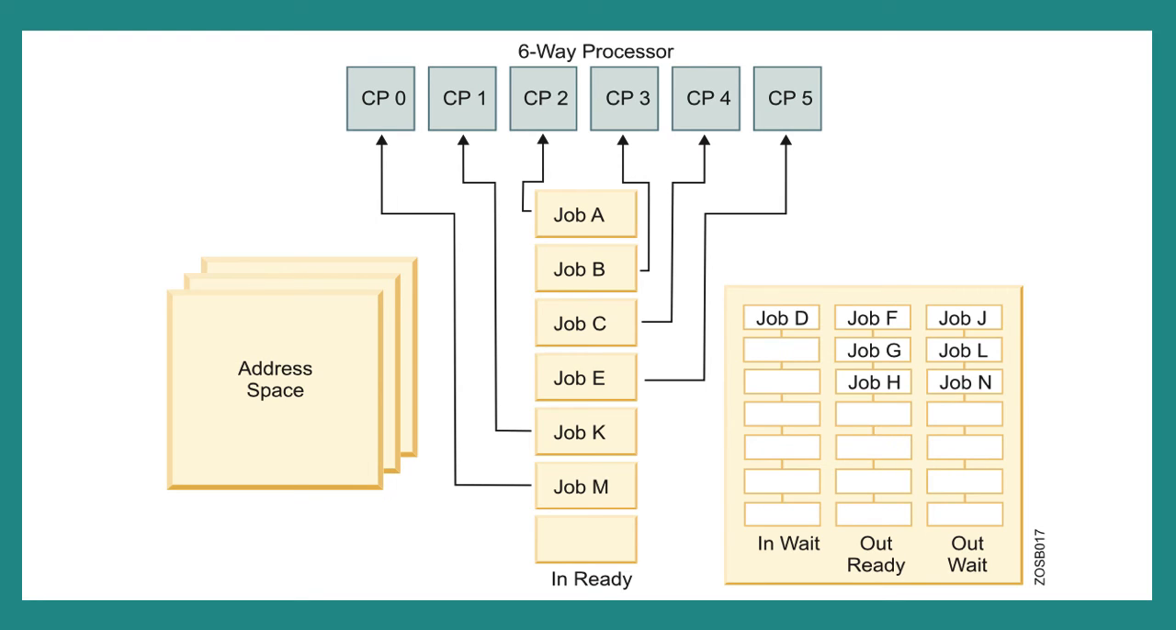In this slide, we have a table of jobs wherein it's labeled: ready in central storage and waiting for dispatch; wait in central storage but waiting for some event to complete; out ready, meaning ready to execute but swapped out; and out wait, meaning swapped out and waiting for some event to complete. We are talking about the job here. And only ready work can be selected for dispatching.